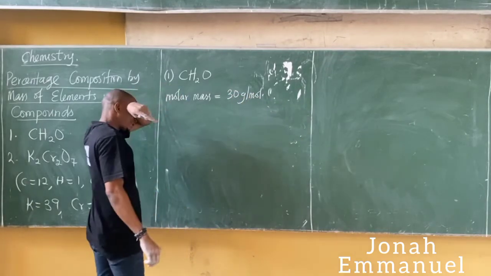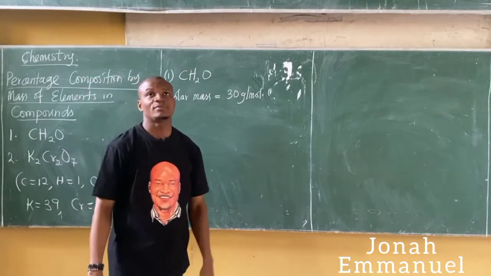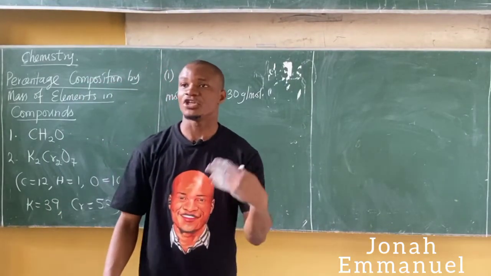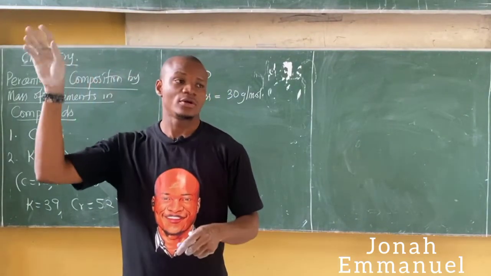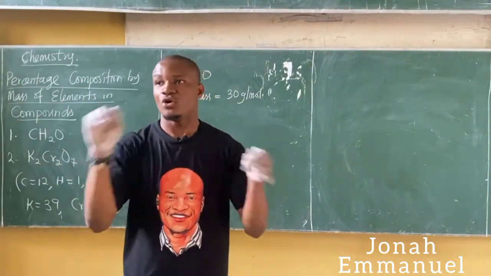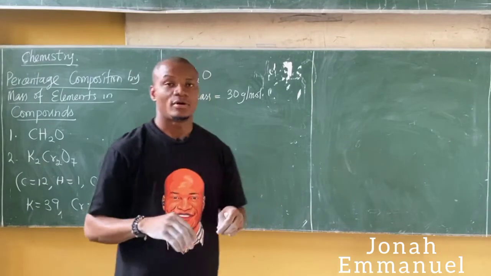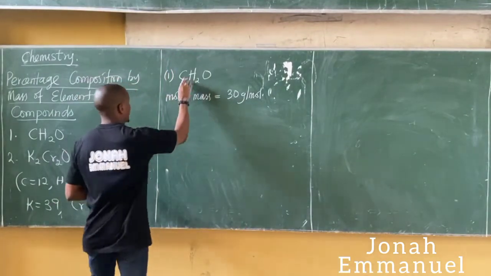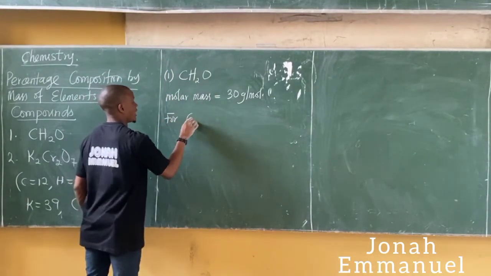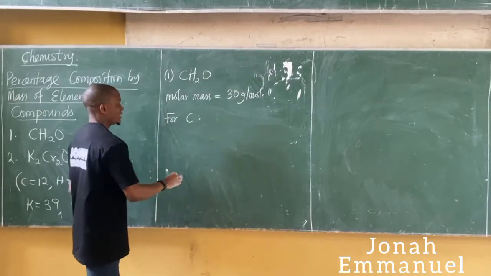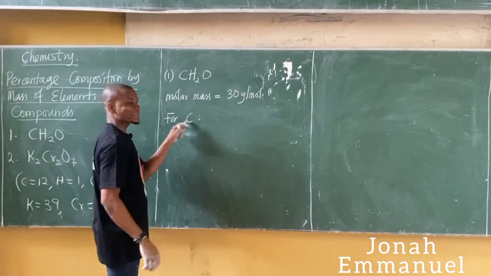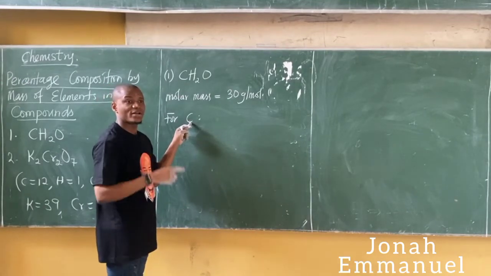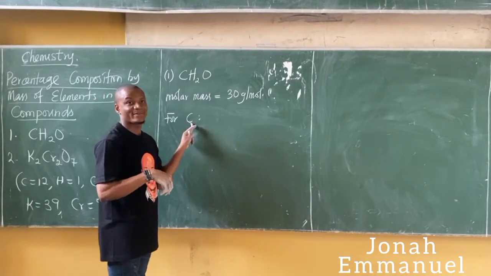Alright. In JAMB, they won't ask you for each of them. They just ask for only one of them, maybe of sulfur. But let's do all of them because I want to show you something. Let's start with the first one, carbon. It's equal to the mass of the element all over the molar mass of the compound times 100.